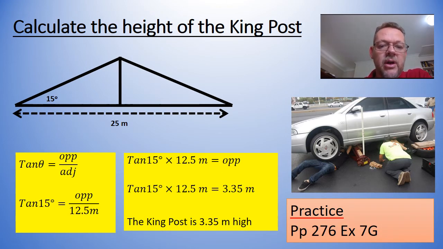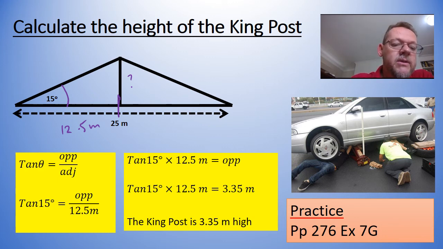We want to calculate the height of the king post. So we've got a building width now of 25 meters. So the extra logical step is to say, what's 25 divided by 2? Well, that's got to be 12.5. And that is in meters. And we want to calculate how high is the king post. Now remember, the sides of the triangle, that's adjacent, that's hypotenuse, and that's opposite.